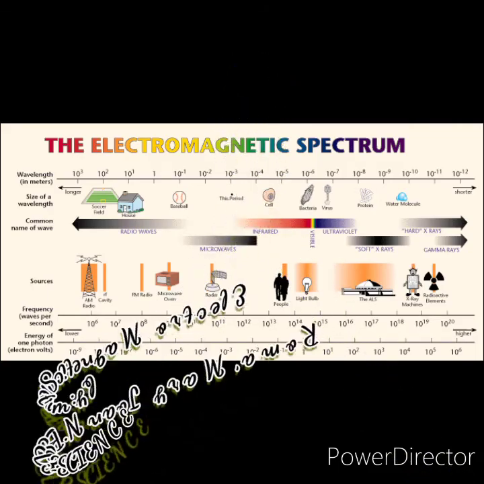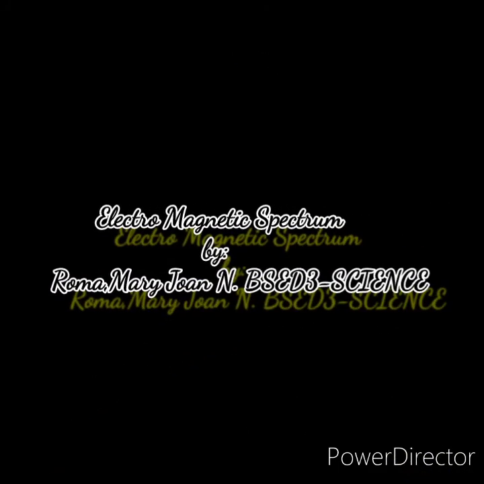This video is all about the electromagnetic spectrum. The learning outcomes or objectives are the following. 1. Define electromagnetic spectrum or electromagnetic waves. 2. Identify and enumerate the 7 regions of the electromagnetic spectrum. 3. Define and arrange the order of the 7 regions of the electromagnetic spectrum from decreasing wavelength to increasing energy and frequency.